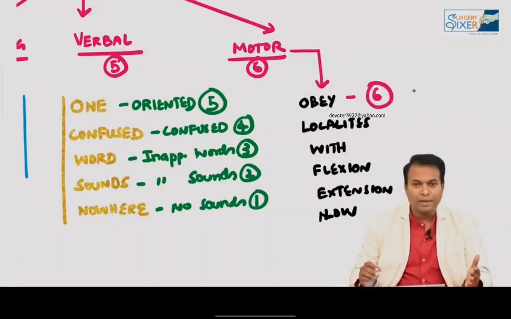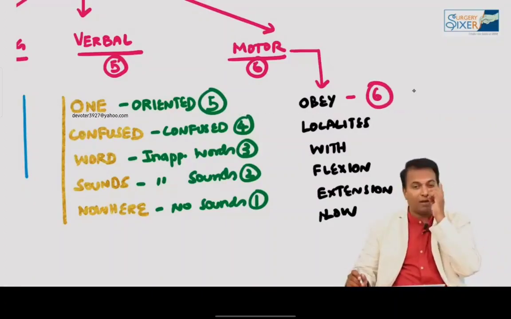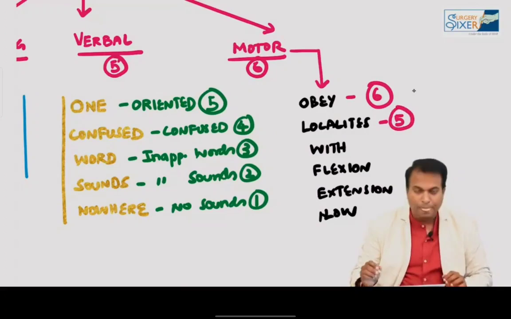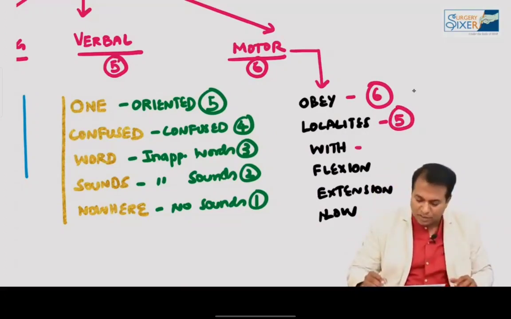That is 6 points. You're asking where the pain is, and he says, "Sir, my pain is in the right eye, left eye, right eye." That is localizing the pain. That is 5 points. When you touch him, he is withdrawing. That is 4 points. Withdrawal is 4 points.